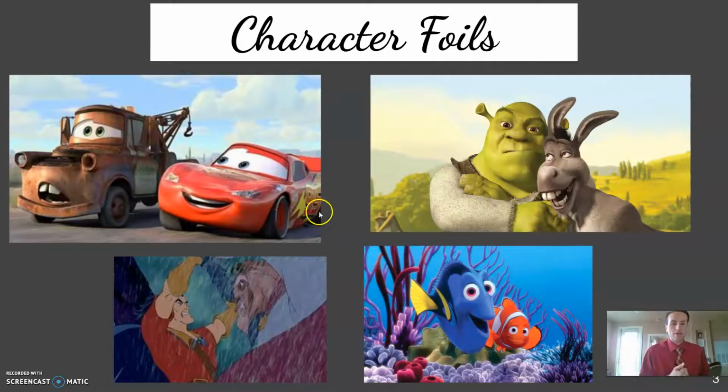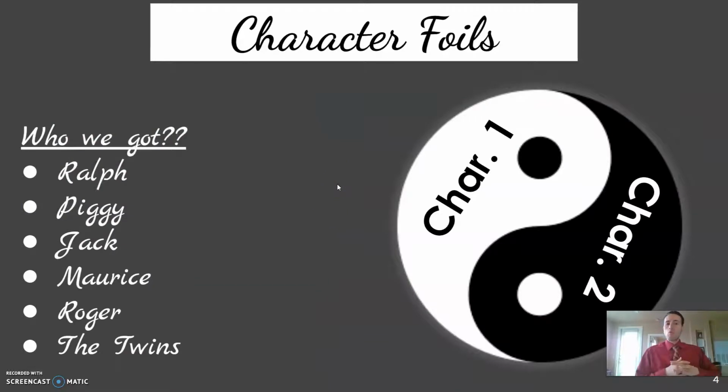So what characters have we been introduced to so far in Lord of the Flies? So far, we have Ralph, Piggy, Jack. Some of the more side characters are Maurice, Roger, and the twins. So, what you're going to want to do as you're reading through chapter 2 is think to yourself, especially when these characters interact with each other, in what ways are these characters different from each other?